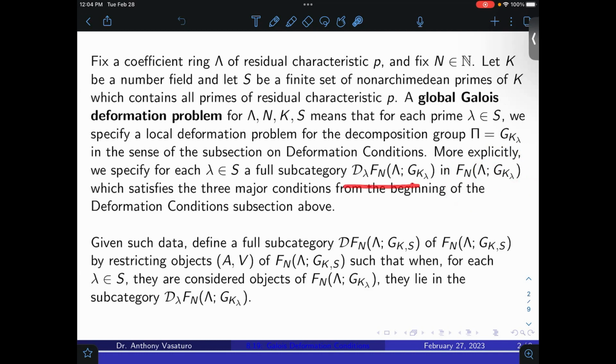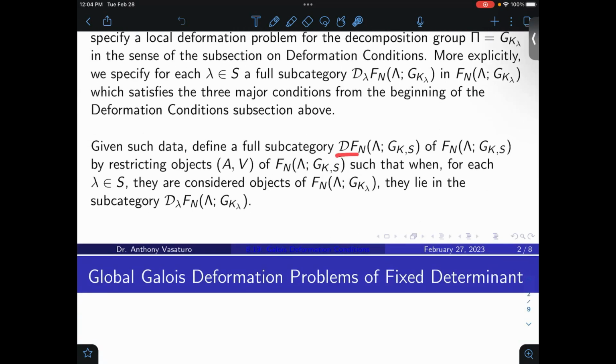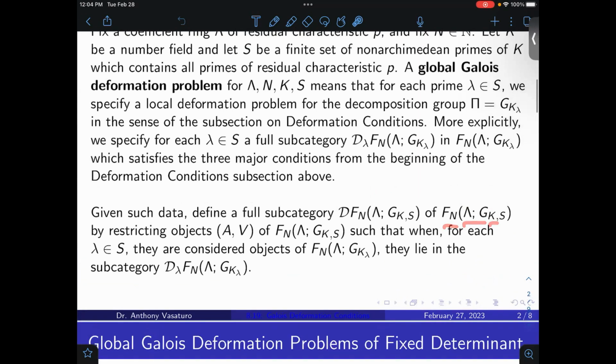What will this full subcategory be doing for us? It'll satisfy the three major conditions from the beginning of the deformation conditions video previously, so closed under direct sums, quotients, and subobjects. Given such data, we'll define a full subcategory D_F_n of F_n(lambda, G_{K,S}). So now we're working globally here, by restricting to objects (A, V) in the latter such that for each lambda in S, when you consider them as objects of F_n(lambda, G_{K_lambda}) locally, they actually lie in the subcategory D_lambda that we just talked about defining.